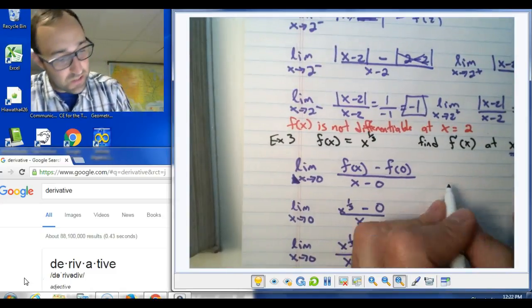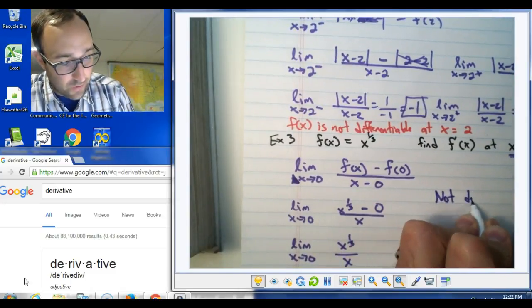So again, for this one, you're going to say it is not differentiable.